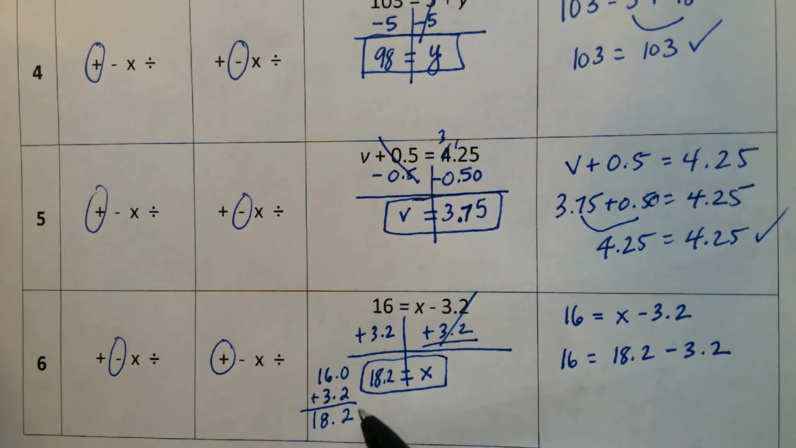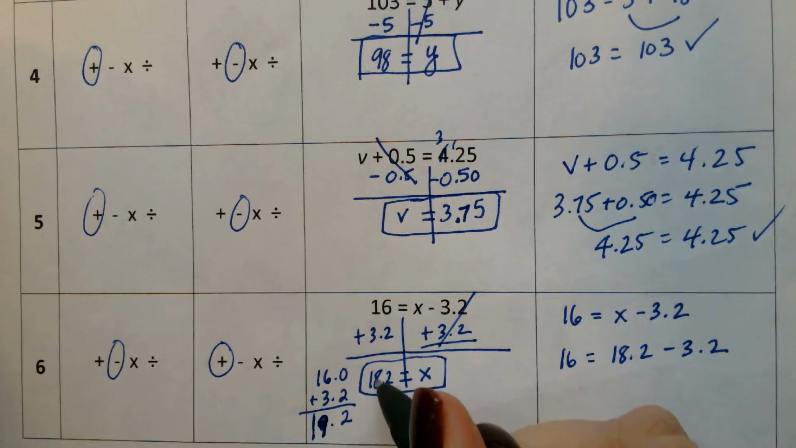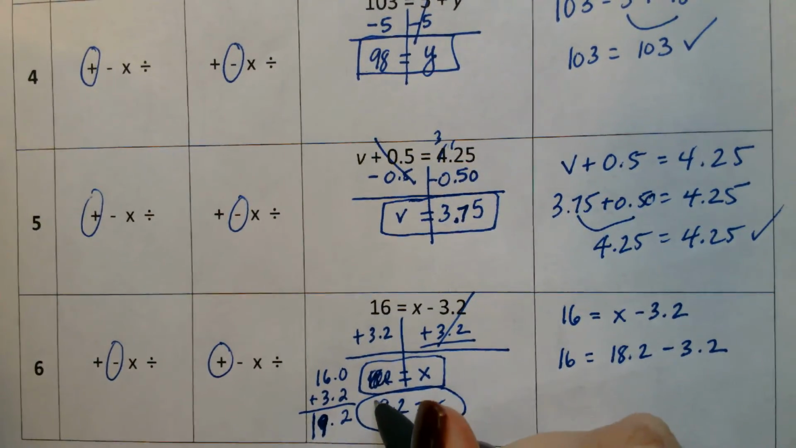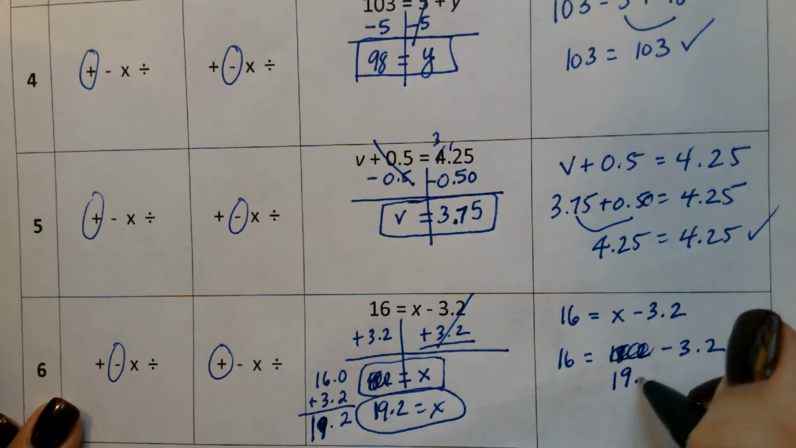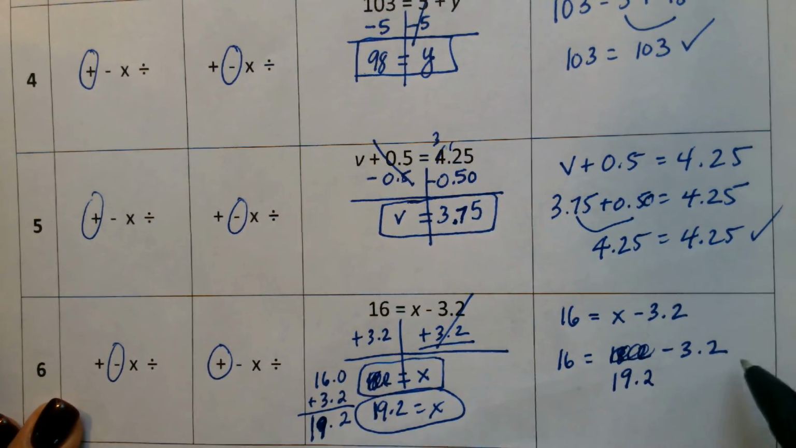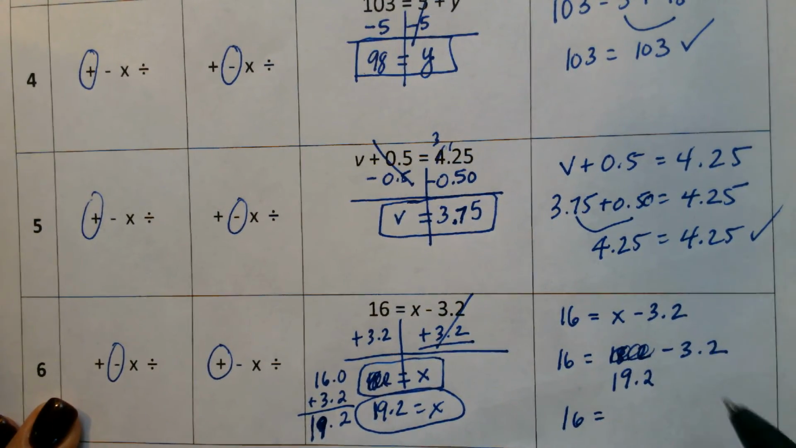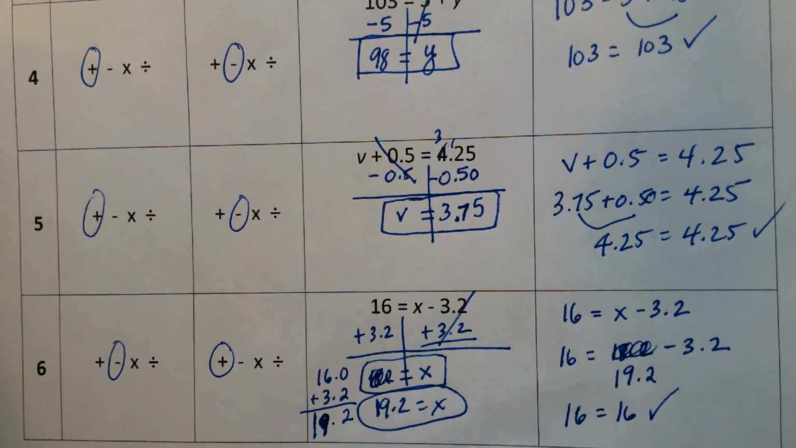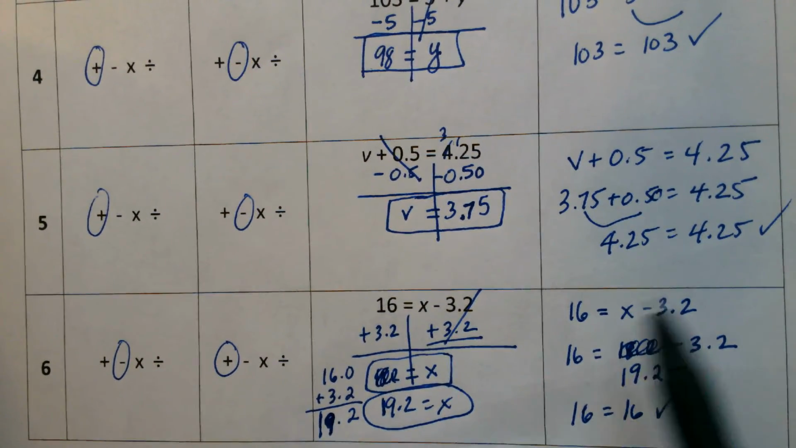I see my mistake now. Right here, 0 plus 2 is 2. 6 plus 3 is 9. So it should have been 19.2 equals x. So that's why the check is so good, because now I know I made a mistake. 19.2 minus 3.2. So now I have 16, let's see. 19 minus 3 is 16, and 0.2 minus 0.2 is 0. So that was a good mistake to show you guys that the check is very useful, so don't skip that check part.